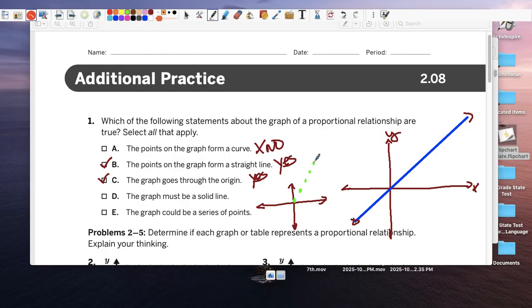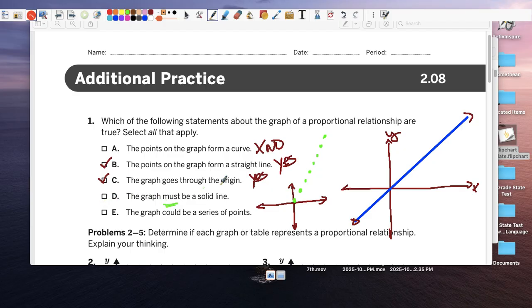Remember, in some scenarios it doesn't make sense to connect the dots, because the values between those points don't make sense in the context of that story. So would this be a proportional relationship? Yeah, look, if I were to connect this, it would form a straight line. Does it go through 0, 0? Yeah, so must it be a solid line?